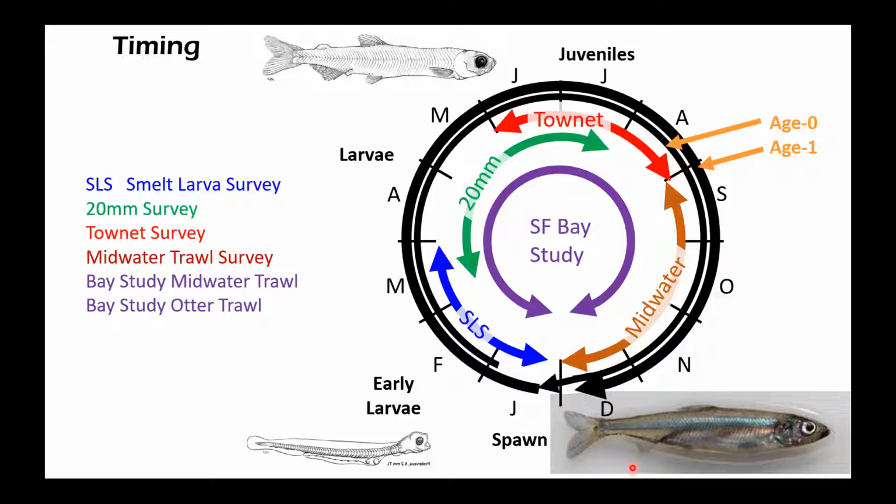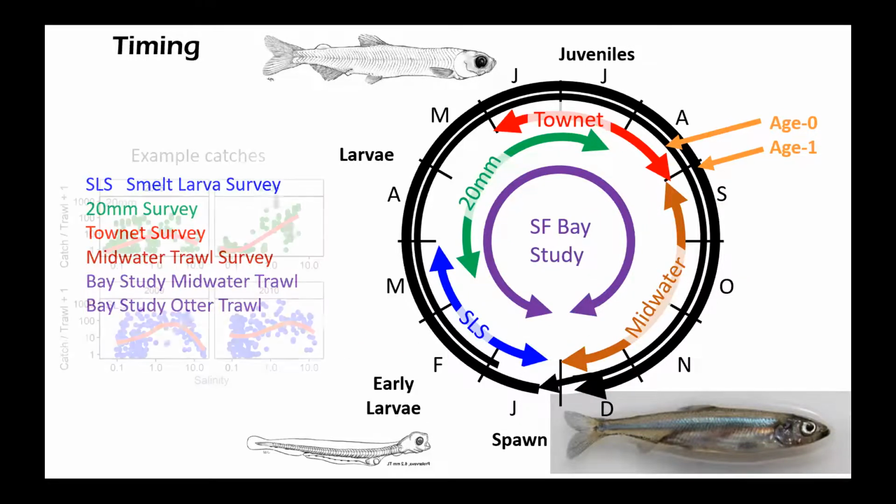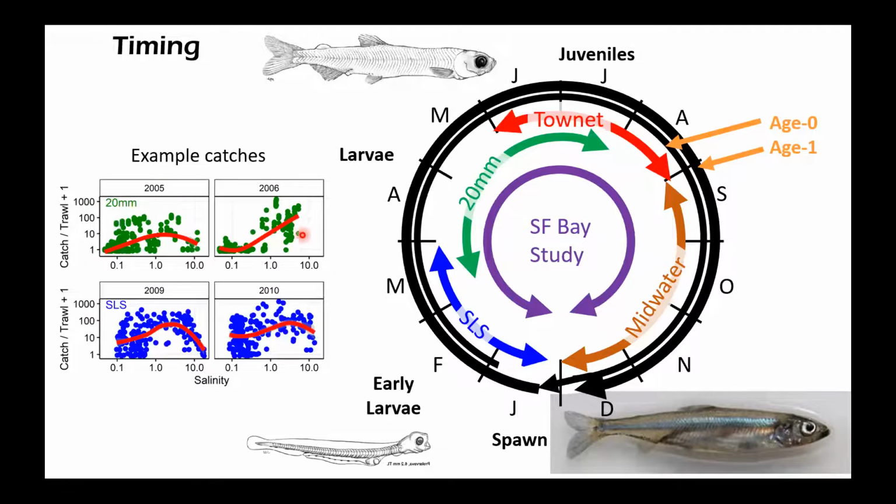And these latter three have larger mesh sizes, because the mesh sizes go up as you go around, because they're targeting different stages. So the sampling gear has the largest mesh in these three studies here. That makes a difference because these earlier surveys don't catch everything.